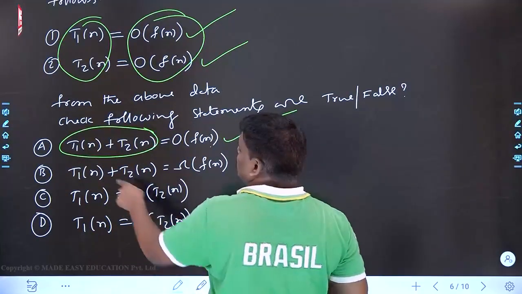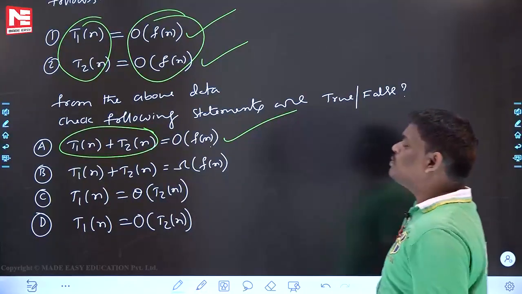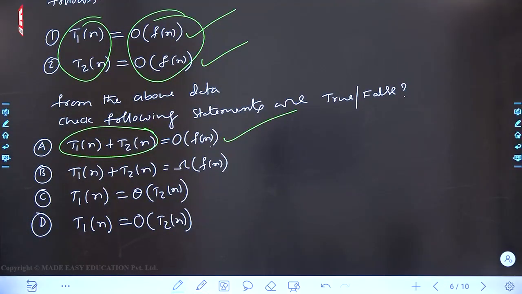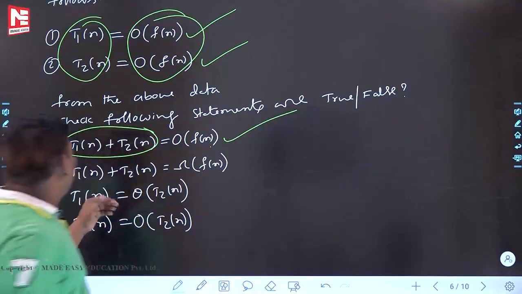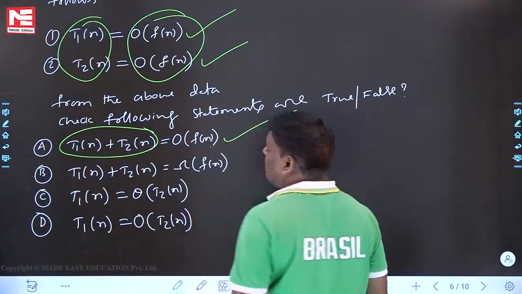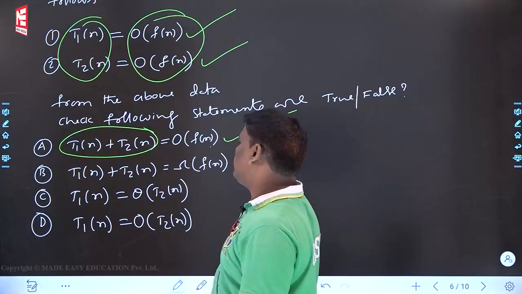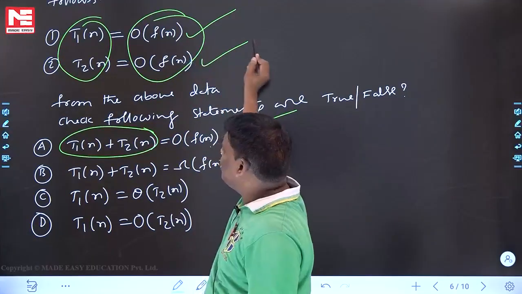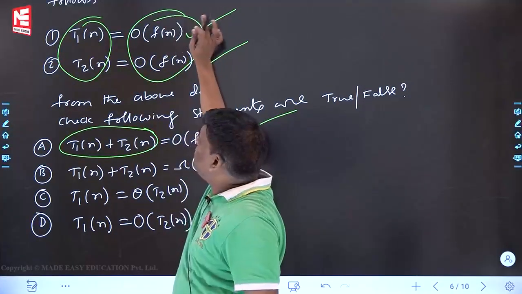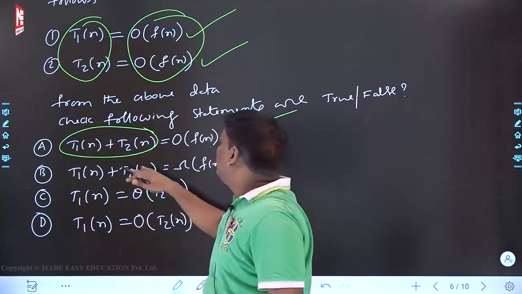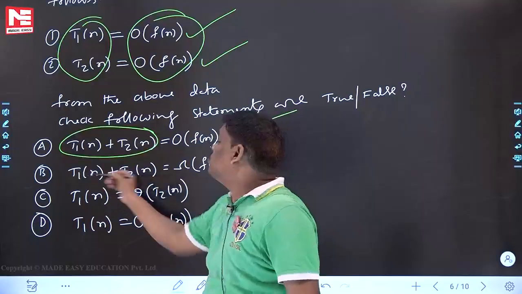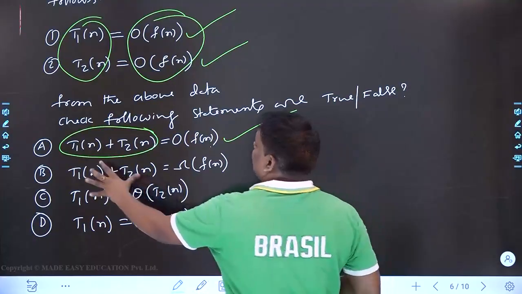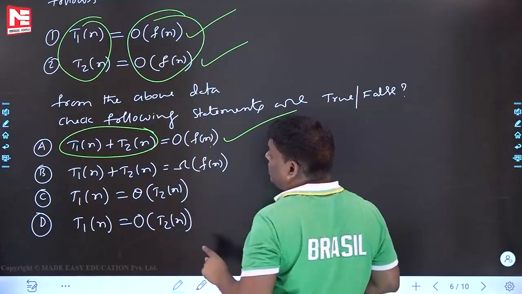Suppose some people are asking me, what about option B? Option A is fine. What about option B? Let me check. T1 of n plus T2 of n is omega of f of n. You only say that comparing T1 of n, f of n is bigger, comparing T2 of n, f of n is bigger. Then for T1 it is an upper bound, for T2 it is an upper bound, so for T1 plus T2, how can I say that suddenly this side is going to be bigger? It's not correct. I think option A is true, option B is false.